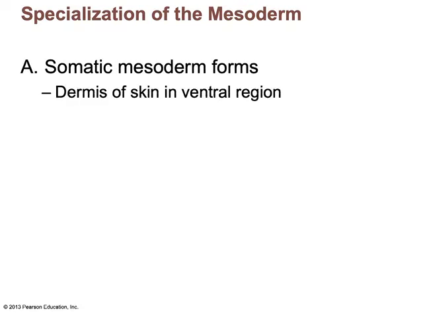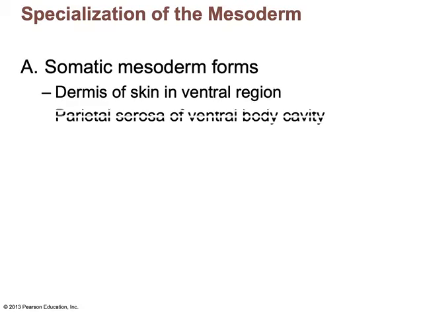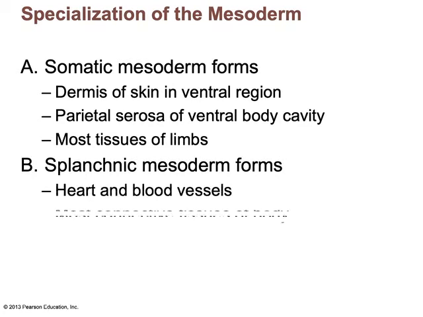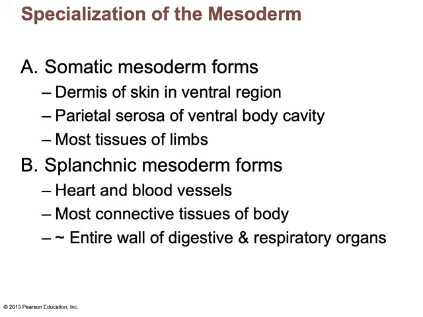Somatic mesoderm is going to form the dermis of the skin in the ventral region, parietal serosa of the ventral body cavity, the tissues of the limbs, while splanchnic mesoderm is going to form the heart and the blood vessels and most connective tissue in the body, and almost the entire wall of the digestive and respiratory organs, with the exception of the endodermal lining, which is the simple epithelia that line the gut and the lungs and the urogenital system.